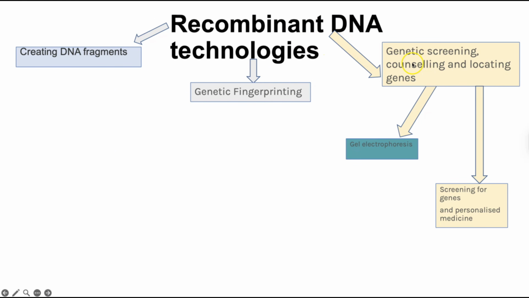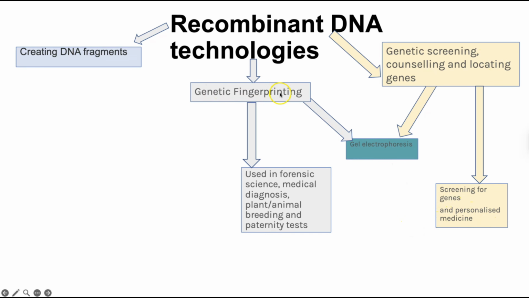One branch is genetic screening, and this is where you might screen to see if you have a particular gene. That leads to genetic counselling. Now this is done using gel electrophoresis, and it can result in personalised medicine. Genetic fingerprinting, that is how you can examine an individual's DNA based on the VNTRs, those variable number tandem repeats. And that is used in forensic science, medical diagnosis, paternity tests and more. And one of the stages in genetic fingerprinting is gel electrophoresis.